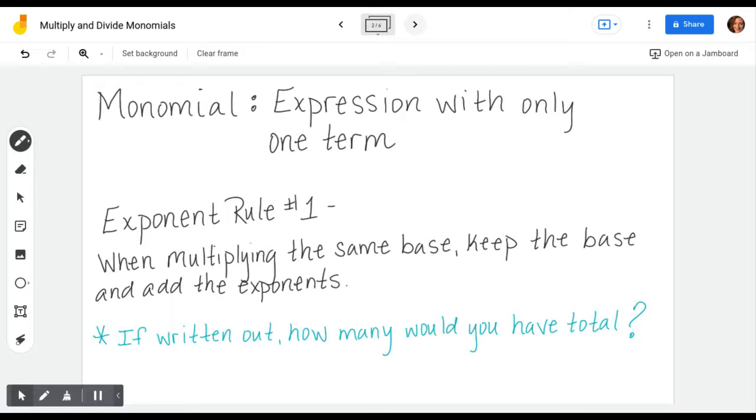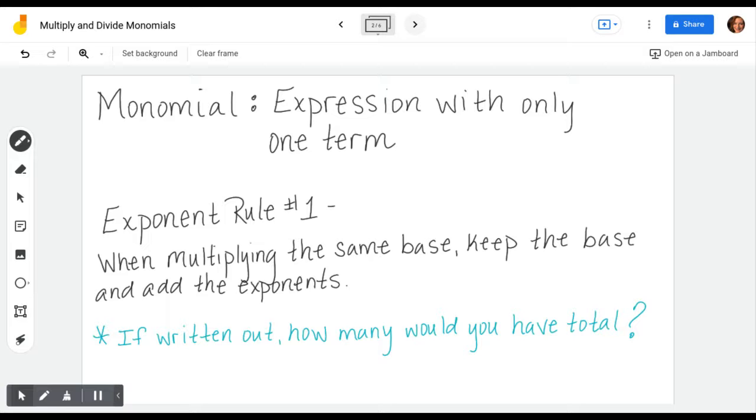First of all, you need to know that a monomial is an expression with only one term. So it's a math problem. Usually, when you think monomial, you think of an algebraic expression or a variable expression. But this one only has one term, so you don't have different parts that are separated by addition or subtraction.